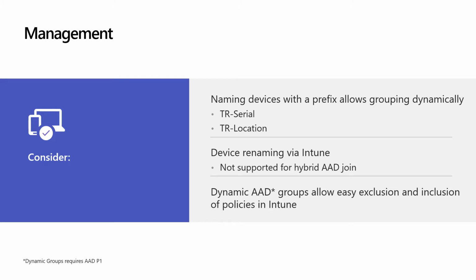You can then use this dynamic security group to exclude Teams Rooms from any sort of policy that may interfere with its operation. Azure Active Directory allows you to dynamically enroll Teams Rooms in Intune, and it allows you to use dynamic security groups. Note that these features require Azure Active Directory Premium P1. So if you're in an environment that does not have Azure AD Premium Plan 1, then you may want to consider whether or not Azure Active Directory is the right management tool for you.